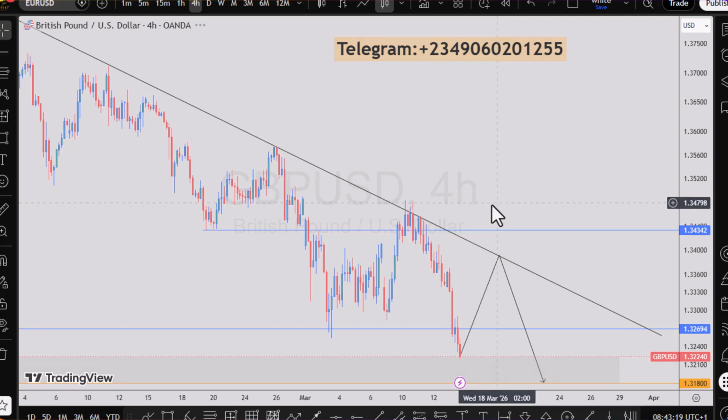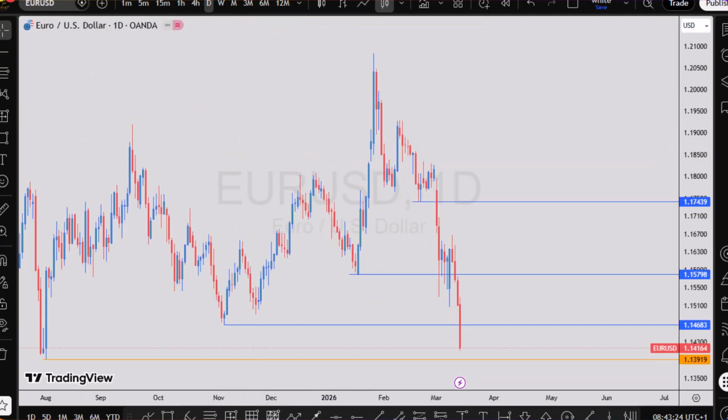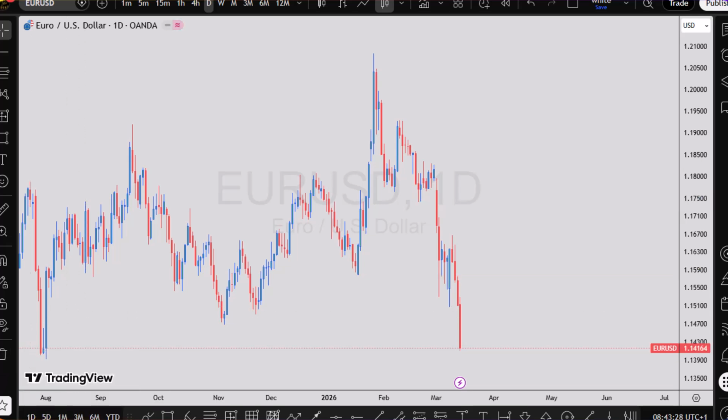Next on the list is the euro paired against the USD. Let's check out what we have on the euro paired against the USD. The first thing we are going to do on this price chart is to mark our technical key levels. That is our support and resistance. That is the first thing we do on our chart before we mark any other trading concept.